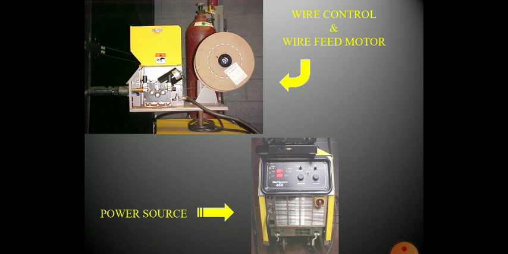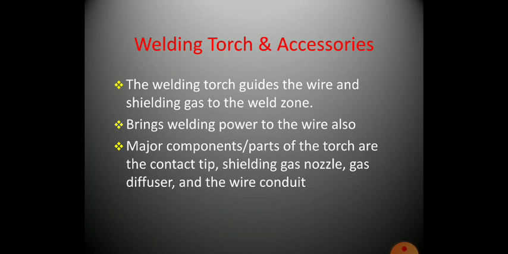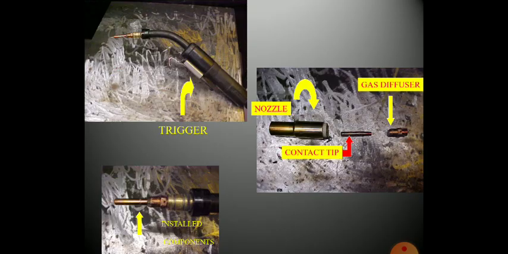The welding torch and its accessories guide the wire and the shielding gas and bring the welding power to the wire. The major components of the torch are the contact tip, the shielding gas nozzle, and the gas diffuser, and the wire is conductive. As you can see, this is the trigger, and how the trigger works we saw in the previous lecture. This is the original mode of this component: the nozzle is here, the contact tip, the gas diffuser, and the trigger, the installed components.